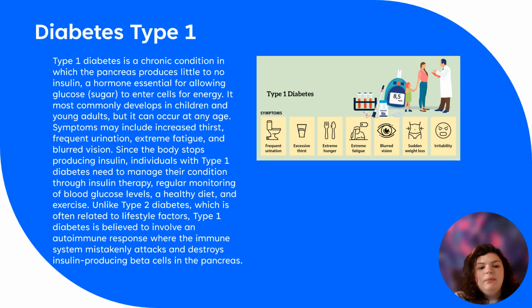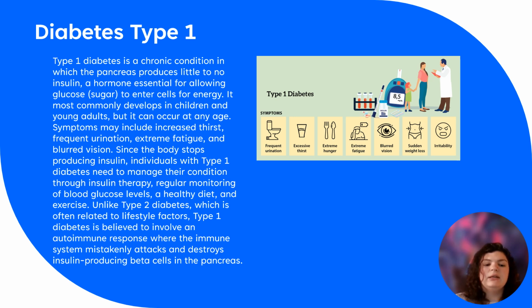Type 1 diabetes is a chronic condition in which the pancreas produces little to no insulin, a hormone essential for allowing glucose to enter cells for energy. It most commonly develops in children and young adults, but it can occur at any age. Symptoms may include increased thirst, frequent urination, extreme fatigue, and blurred vision. Since the body stops producing insulin, individuals with type 1 diabetes need to manage their condition through insulin therapy, regular monitoring of blood glucose levels, a healthy diet, and exercise.